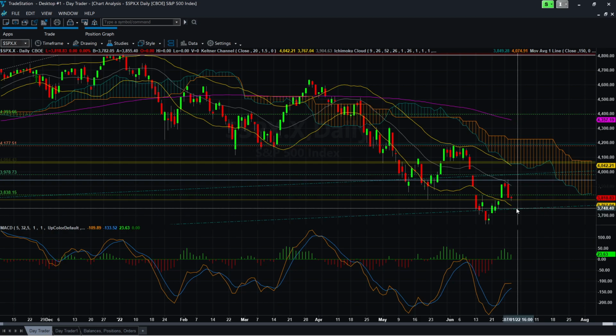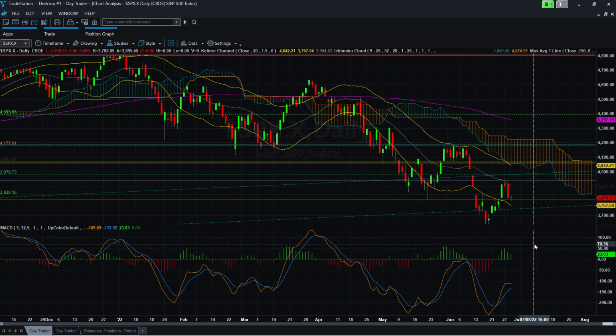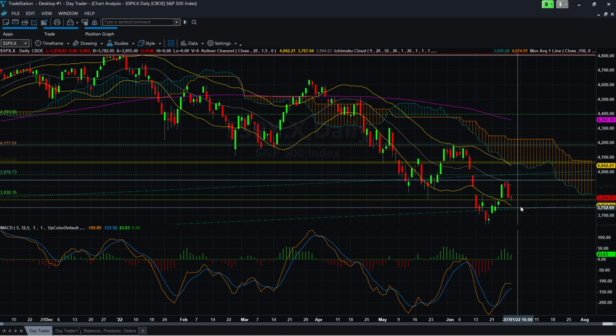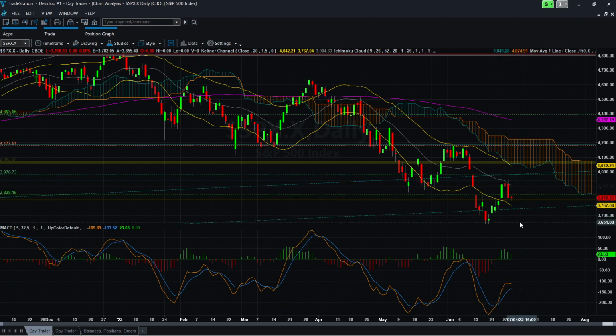Let's see if we could bounce off of that, because that'll be a higher low, and that's a classic trend reversal setup. Really, the conservative entry would be an entry on the break of the 39.45, or aggressively you can go previous day's high. So we'll see that.